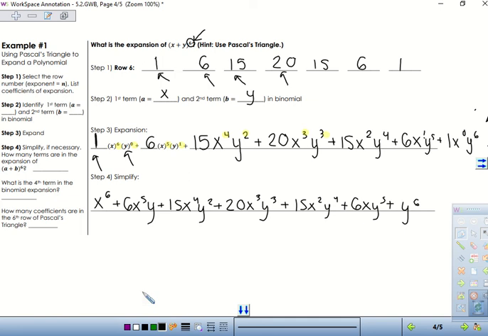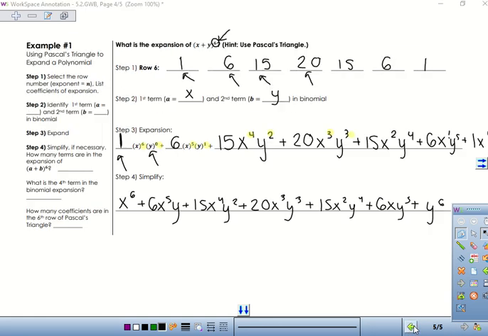Alright, so this problem was pretty easy because our terms were very simple. We had x and we had y. Sometimes your terms are not that simple. That's where things get a little bit more convoluted. Okay, so let's try one that's a little less simple.